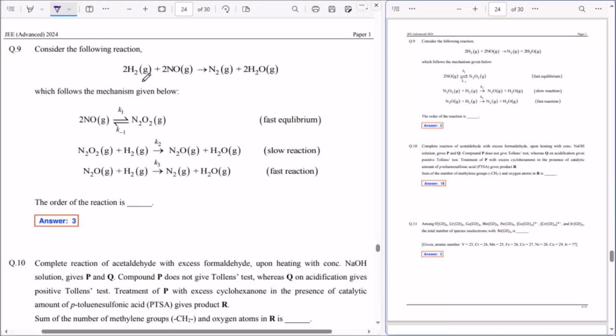Next, consider the following reaction. Hydrogen, that is 2H2 gas plus 2NO gas gives nitrogen gas plus water, which follows the mechanism given below. The order of reaction is 3.